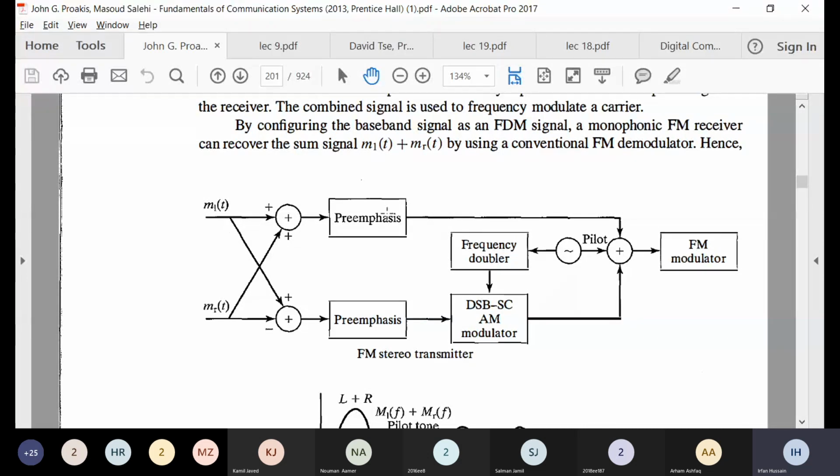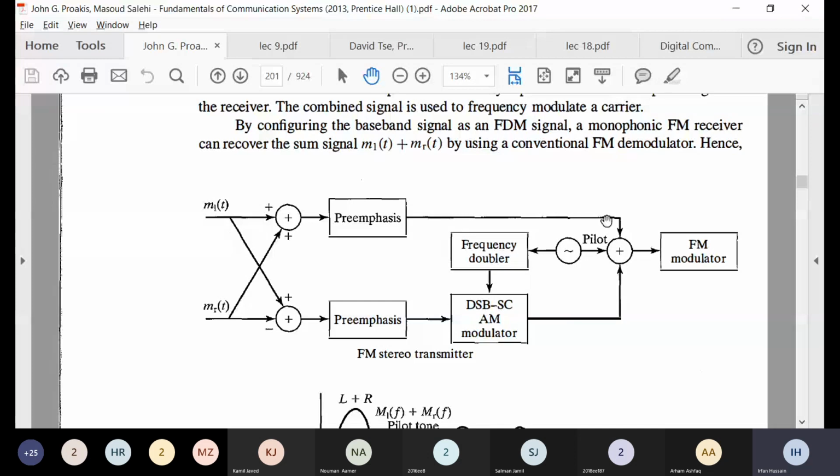The additive signal as well as the subtractive signal is now amplitude modulated, double sideband suppressed carrier, with a 19 kilohertz doubled to 38 kilohertz carrier. Now this signal, combined with the original baseband signal and with the pilot signal at 19 kilohertz, is sent to the FM modulator.